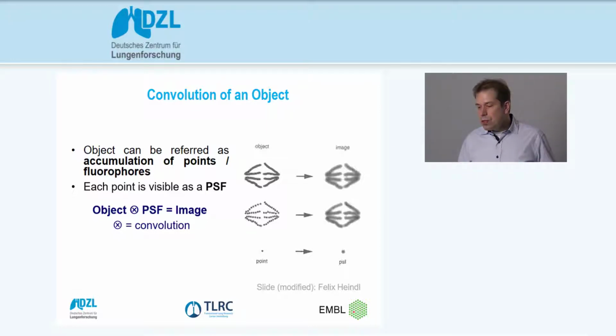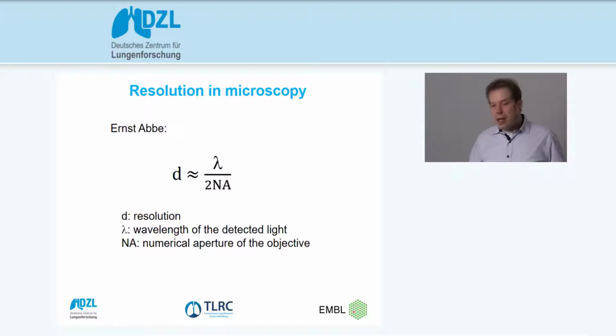So how is resolution defined? In the 19th century, Ernst Abbe developed this formula that still holds true for any diffraction limited microscope. The resolution of the microscope, D, depends on the wavelength of the detected light, or of the fluorescent light in the case of fluorescence microscopy, divided by 2 times the numerical aperture of the objective. This imposes a strict limit, which in practical terms on a light microscope is in the range of 200 to 250 nanometers lateral resolution that is maximum achievable.